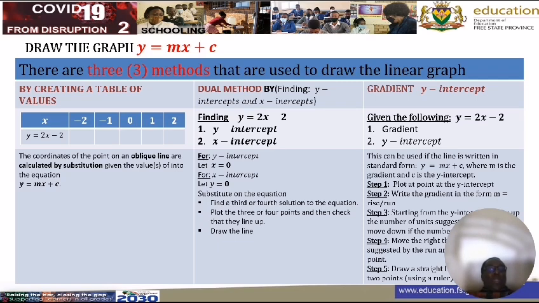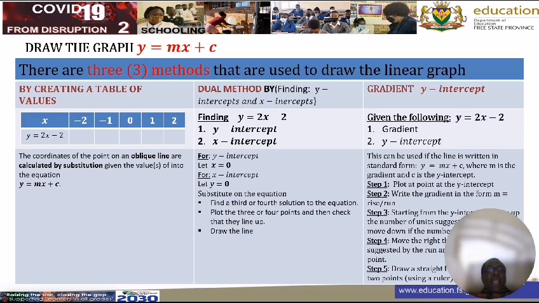Now, if we draw the graph of y equals mx plus c, there are 3 methods that we use to draw the linear graph. The first one is by creating a table of values. This is where the coordinates of the point on the oblique line are calculated by substitution, giving the values of x into the equation. The second method is the dual method, finding the y-intercept and the x-intercept.